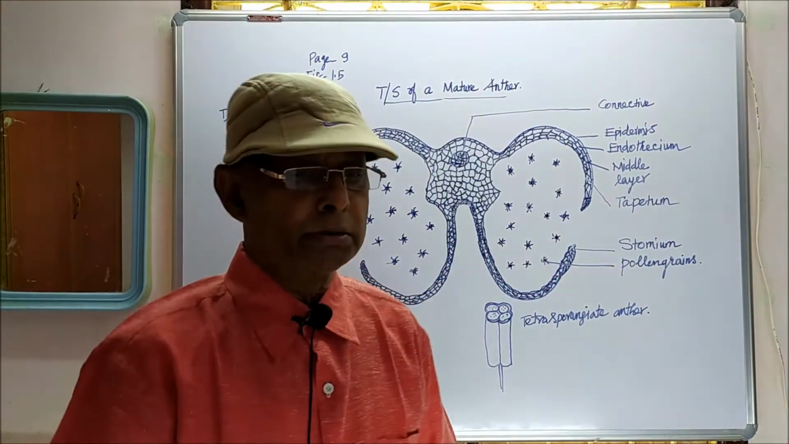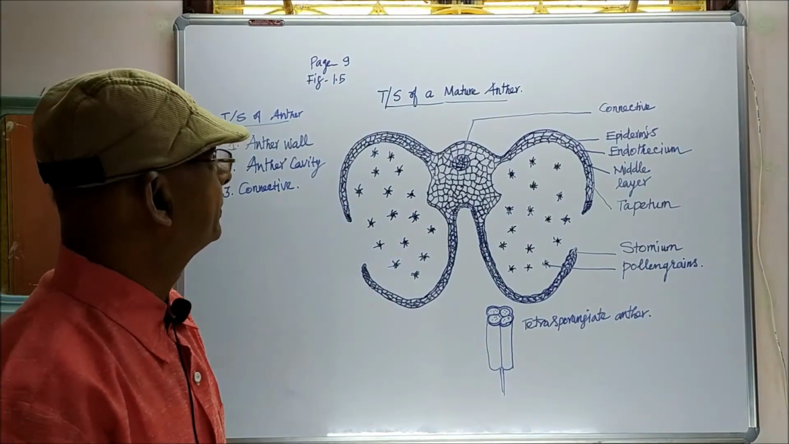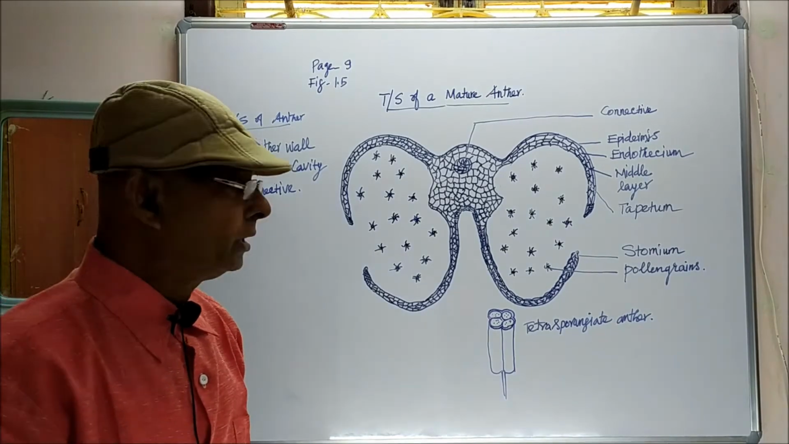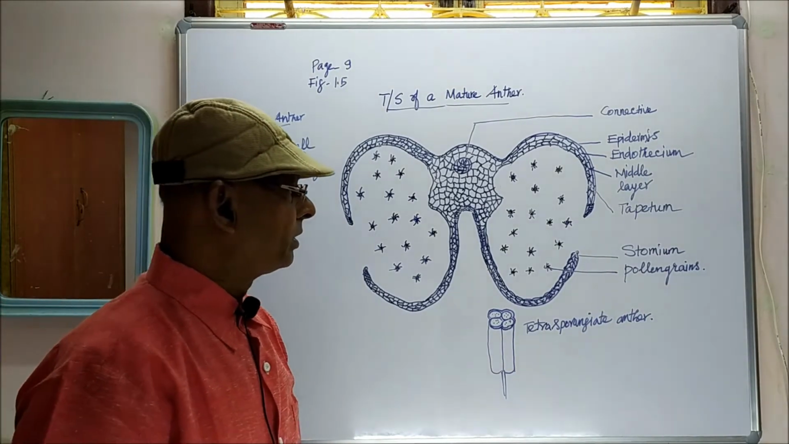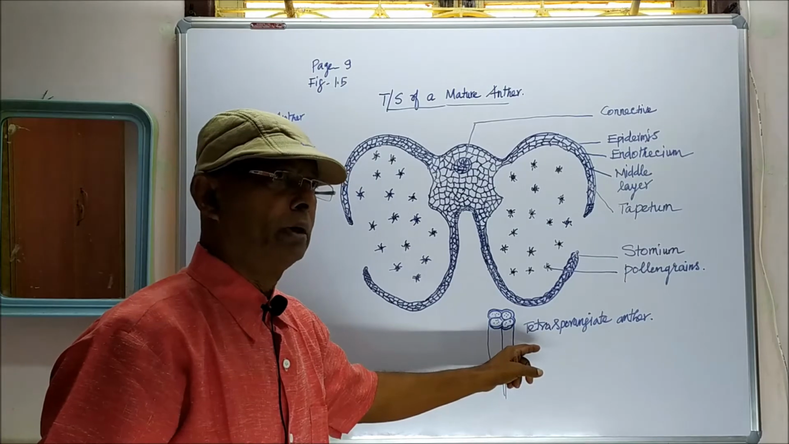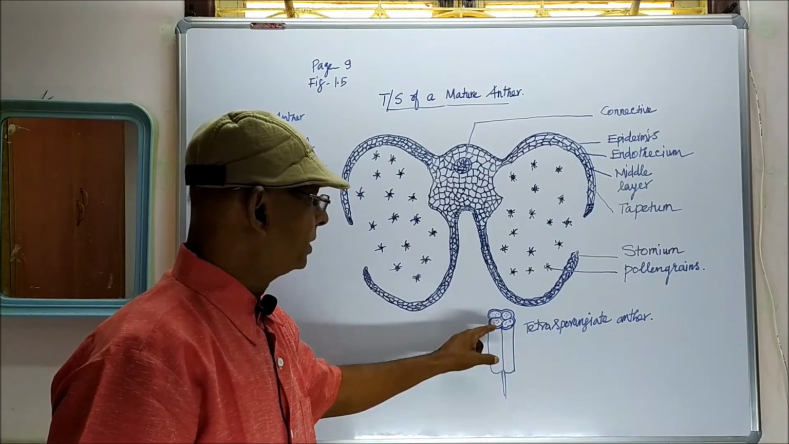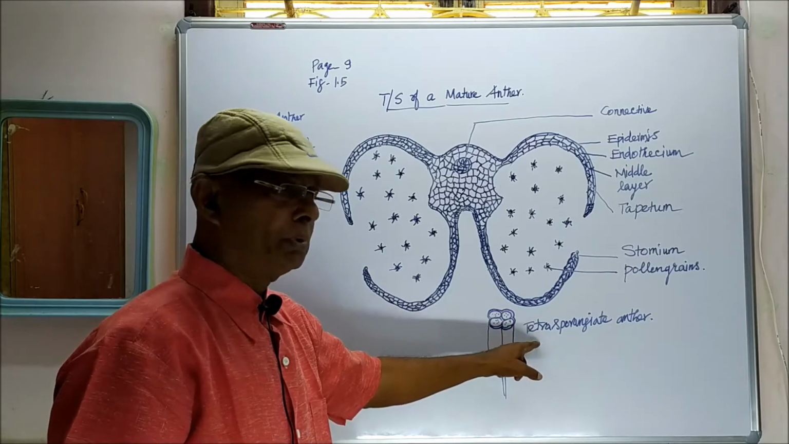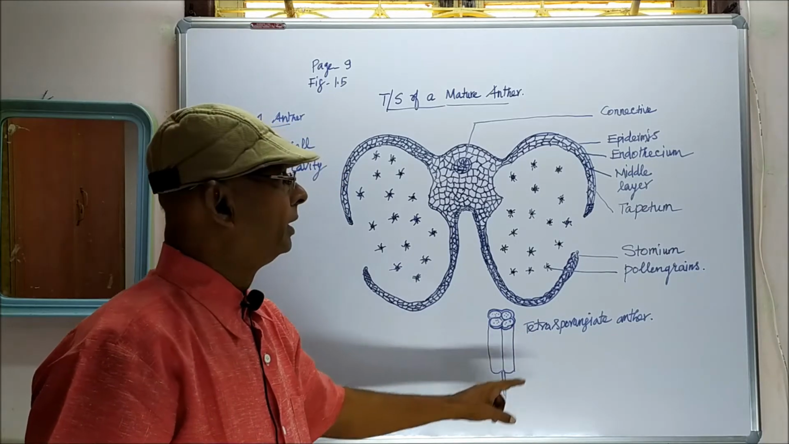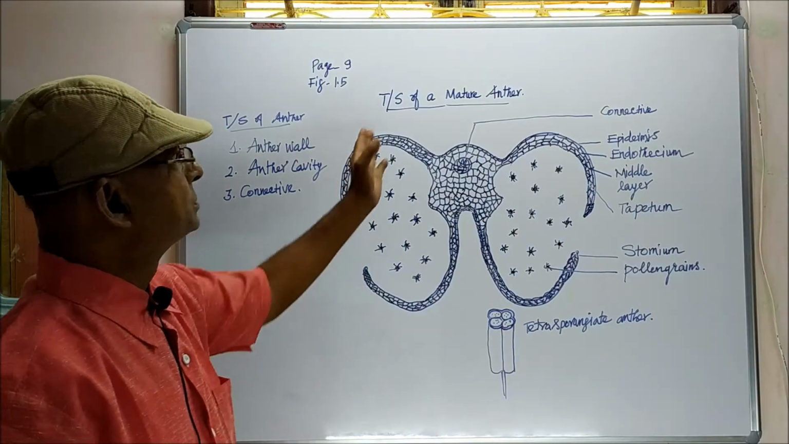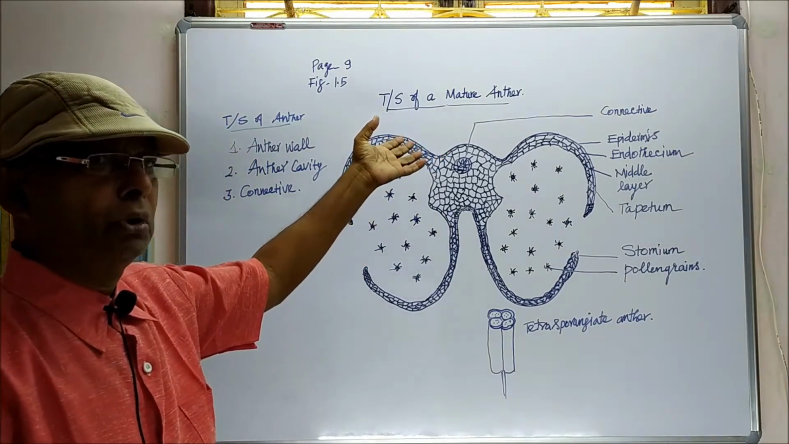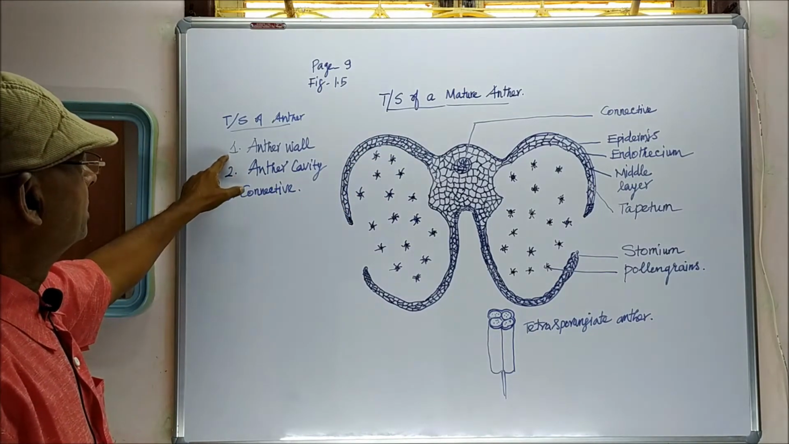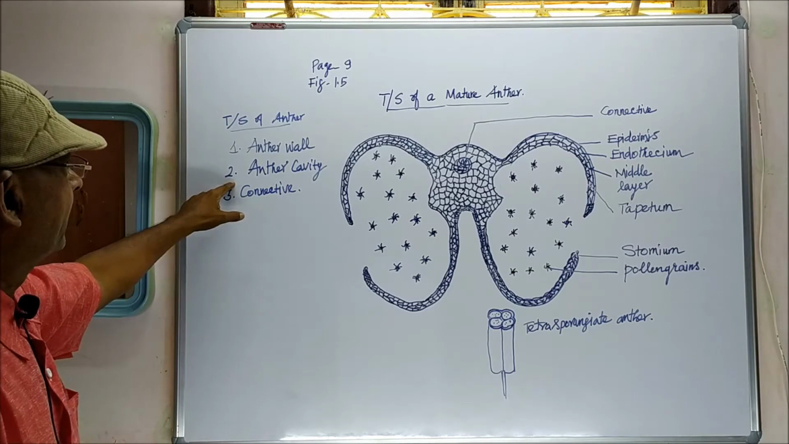My dear students, now you see the T.S. of a mature anther. The anther is a tetrasporangiate structure because it has 4 sporangia: 1, 2, 3, 4. So it is a tetrasporangiate anther. The mature anther shows mainly these 3 parts: Number 1, anther wall. Number 2, anther cavity.